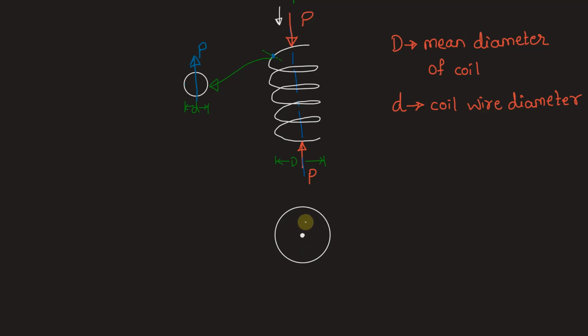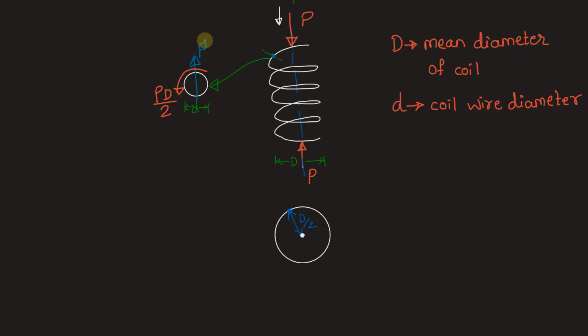So wherever the section lies on this coil, it will be at a distance D by 2. This distance is half of the diameter, so it is D by 2. And that is why this will always be subjected to a torque P into D by 2. And P into D by 2 will be clockwise to this section. So the section will resist this clockwise torque by giving an anti-clockwise reaction. And this torque will be PD by 2.